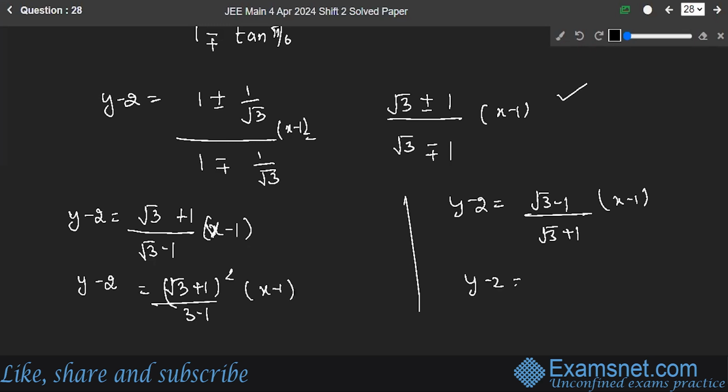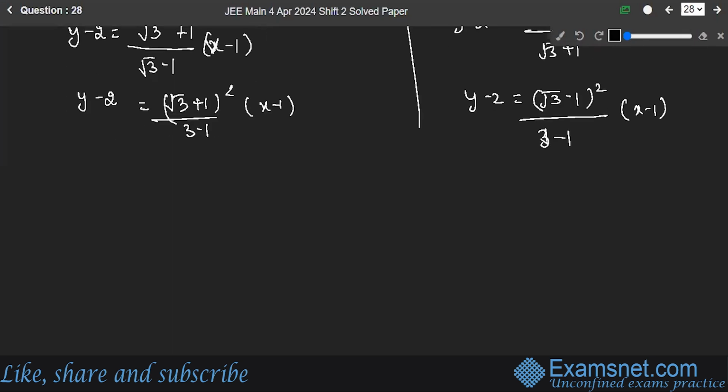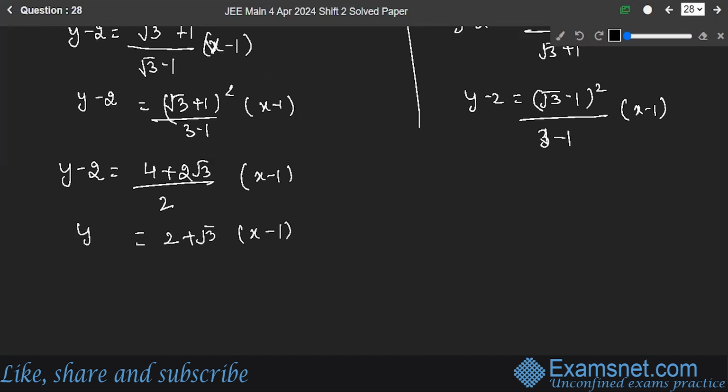Here you will have y minus 2 is equal to root 3 minus 1 square upon root 3 square minus 1 square into x minus 1. Or you have y minus 2 is equal to, this is 3 plus 1, which is 4 plus 2 root 3 upon 2 into x minus 1. This is 2 plus root 3 into x minus 1. Here you have y minus 2 is equal to, this will give you 2 minus root 3. Similarly, solving it will give you 2 minus root 3 into x minus 1.